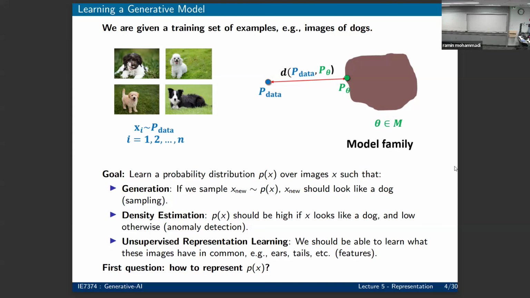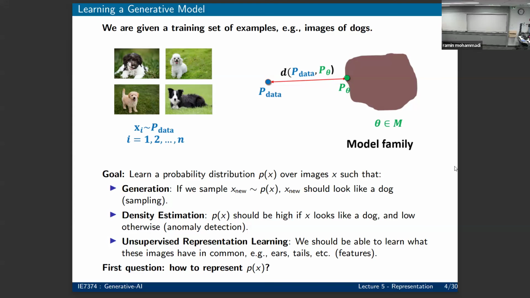And the third one is going to be unsupervised learning. The idea here is that you want to learn certain features from the data. If your model has learned the data really well, and this P of theta is really close to P of data, that means your model should also have learned the features. That means your model should know a dimension for the tail of the dog, a dimension for the color of the dog, and stuff like that.